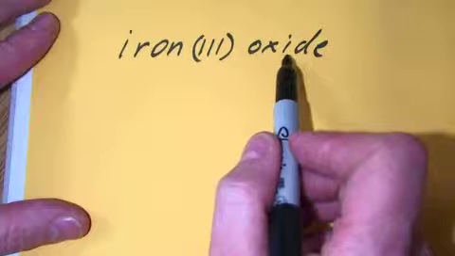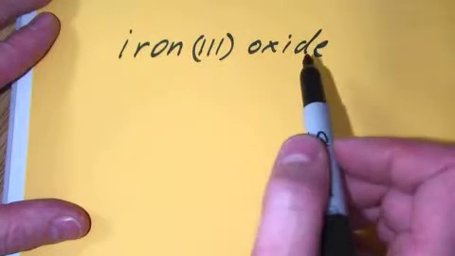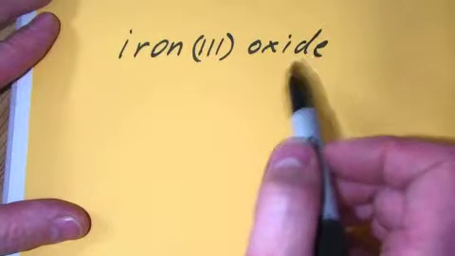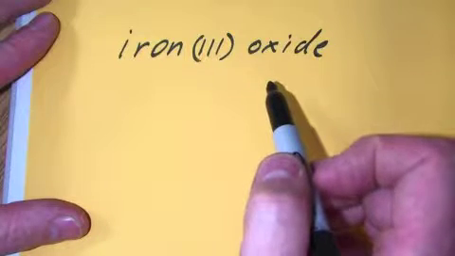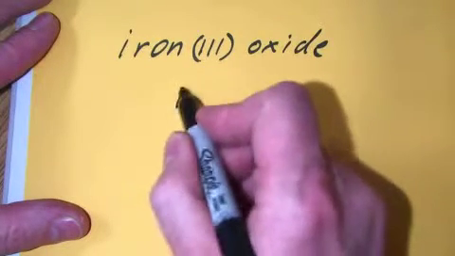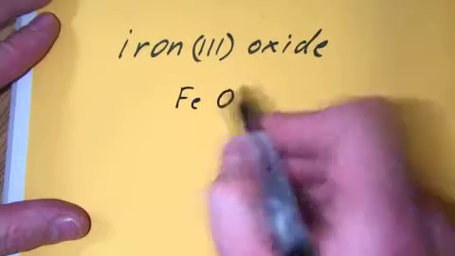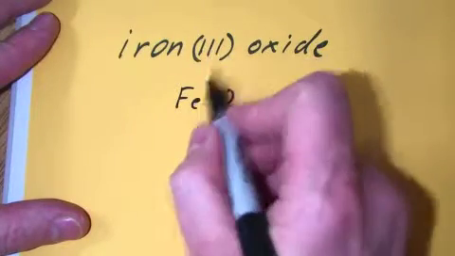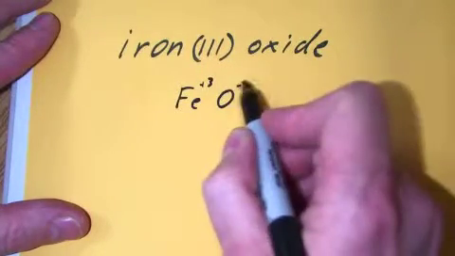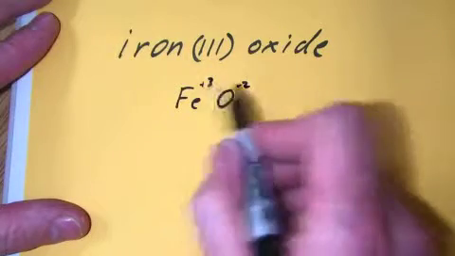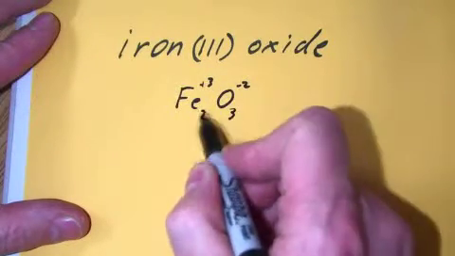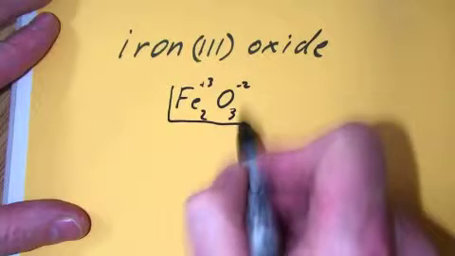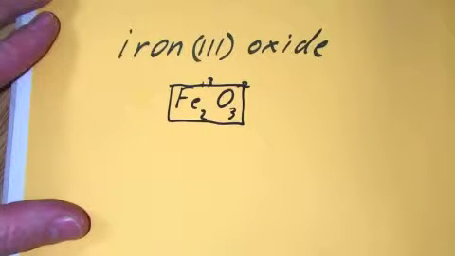Oxygen is in group 6, so it's a -2. But you're going to write the formula exactly the same way as you did with any of the others. You're going to write the symbols, the charges, and for iron it's 3, oxygen is 2, and cross them. Symbols, charges, cross them. You can't reduce, so the formula is Fe2O3.